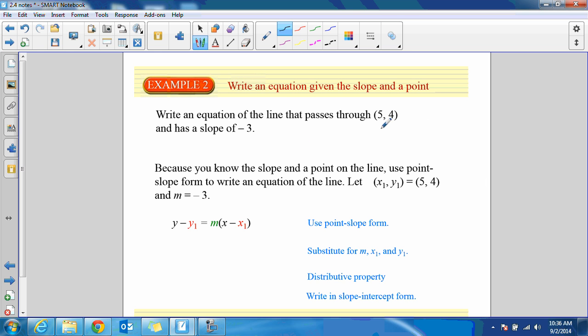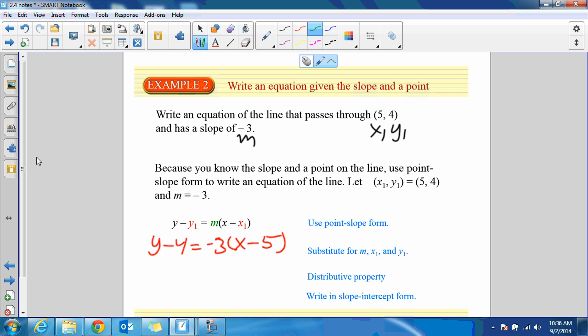When they give you a point and they give you a slope, what we want to do is plug it into point-slope form. I'll show you both ways to do this, but let's do point-slope form first. If they give you this, that's your point, that's your x1 and y1, and that is your m. We leave y and x as y and x as far as point-slope form. So how we'd plug that in is y minus y1, which is 4, equals m, which is -3, parentheses x minus x1, which is 5.